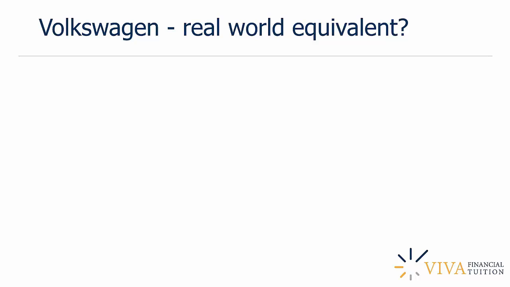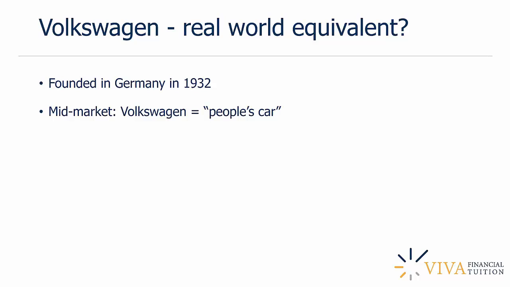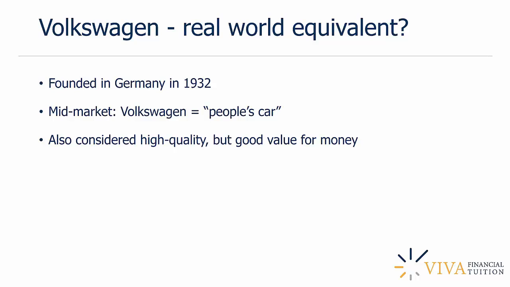Volkswagen is perhaps a real-world equivalent or a model for the company that we're dealing with in the pre-scene. Volkswagen was likewise founded in the early part of the 20th century in Germany in 1932. It is also maybe, you could say, a mid-market group focusing primarily on middle income people and consumers. And this is borne out by the fact that their name translates roughly as people's car. It's also considered high quality, but still good value for money. So they have a very good reputation for quality, reliability, and so on, but also they're considered to be relatively affordable.